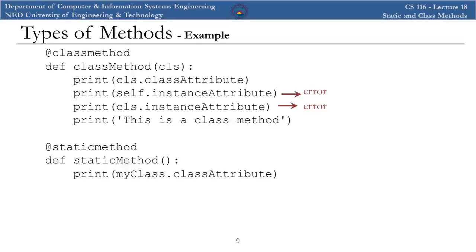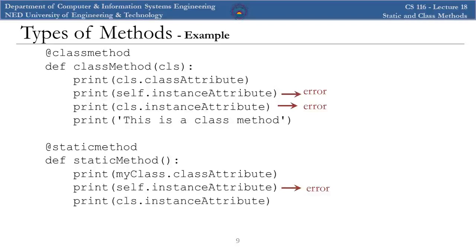So here again, I am trying to access a class attribute. This is absolutely fine. You can use the class name and you can access any class attribute. But if you try to access any instance attribute using self, that is not possible, because you are not passing self here. So this is not recognizable, and this will cause an error. Similarly, CLS is also not recognizable here, so this will also cause an error. And this is an absolutely fine statement which I am printing in this method.